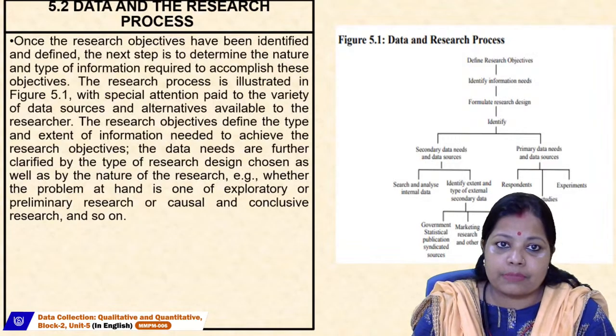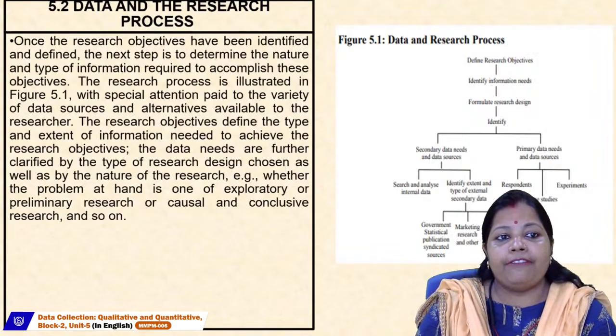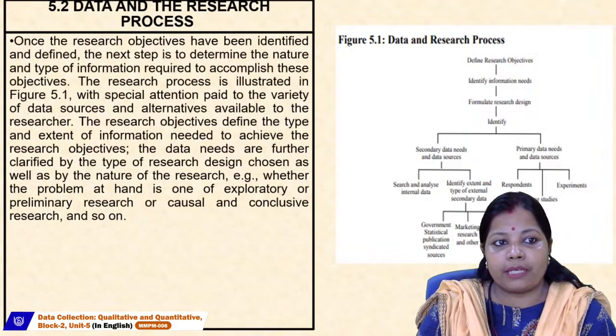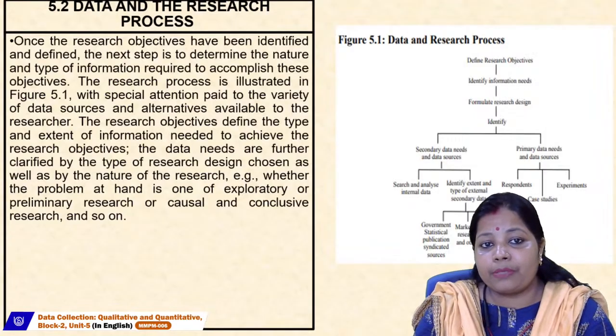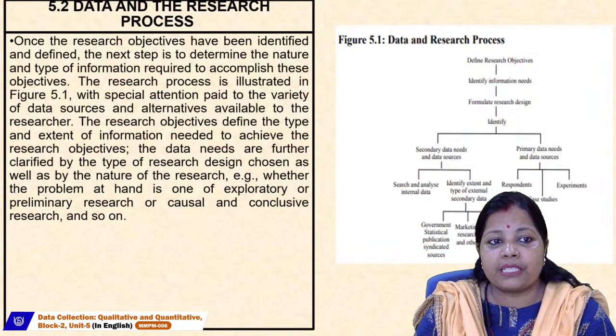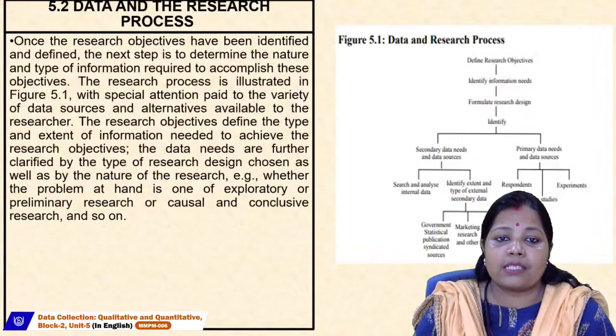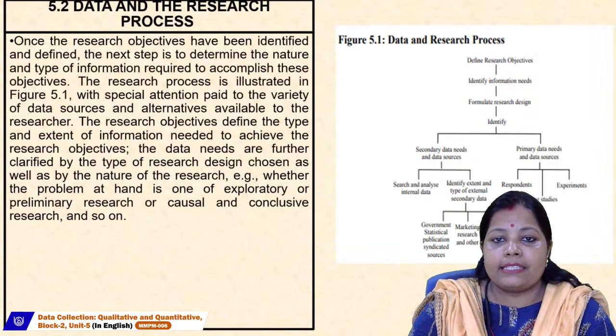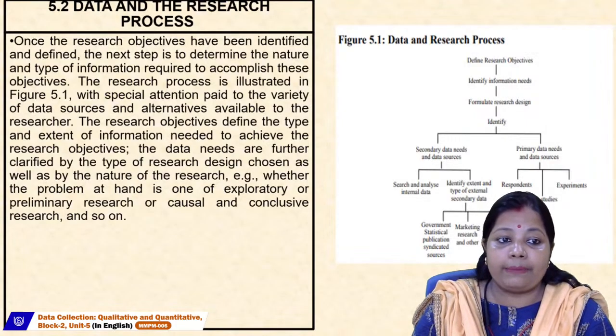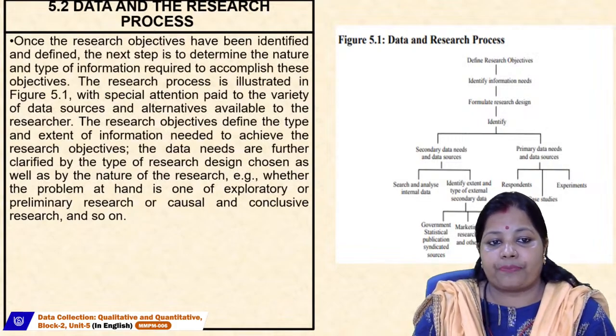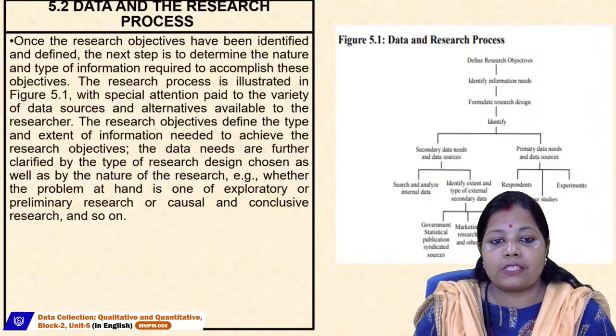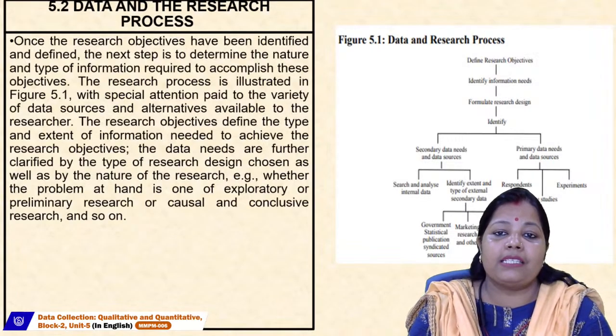So once the research objectives have been identified, the next step is to determine the nature and type of the information required to accomplish these objectives. Then the research process is illustrated in this figure. As I said, the research objectives define the type and extent of the information needed to achieve the research objective. And the data needs are further clarified by the types of research design chosen as well as by the nature of the research.